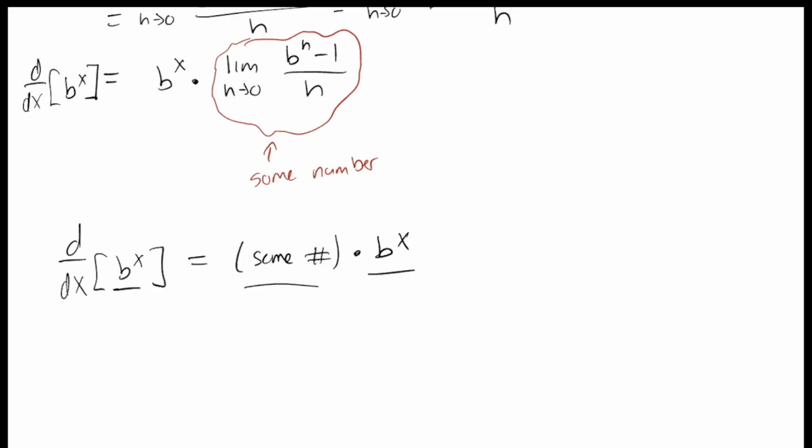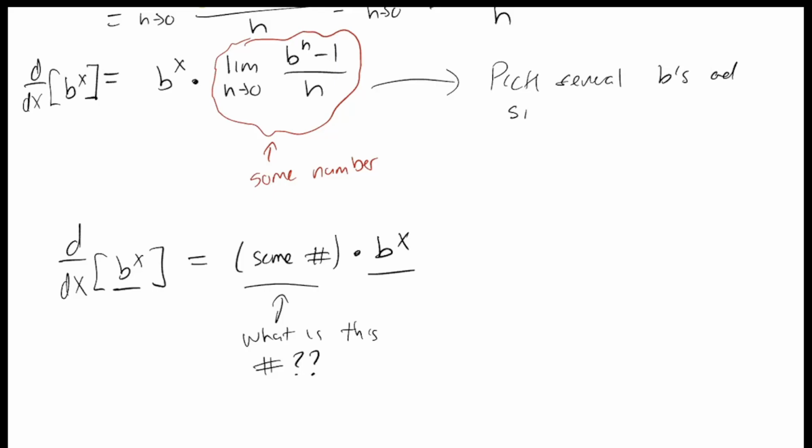Okay, so I started with b to the x. My derivative will also contain b to the x. Now, the real concern then is what is this number? And we'll work our way towards determining what that number is in this chapter. But the first way that we're going to solve this is actually just by doing this numerically, okay? So you can pick an h that's small, and you can pick a b, and so we're going to pick several b's and small h's and try and figure out what's going on.